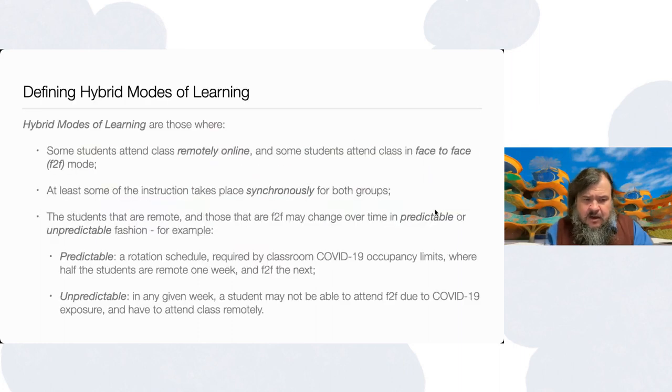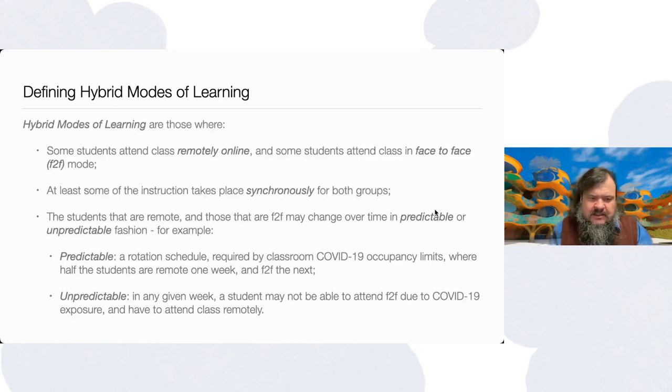And one of the things that we decide is, okay, we define a hybrid mode of learning. For full hybrid learning, you're talking about some students being online and some students being face-to-face. Some instruction takes place synchronously, some asynchronously, and you can have changes over time in which students are face-to-face or which are online. So this is a hybrid mode of learning as opposed to pure face-to-face or pure online.